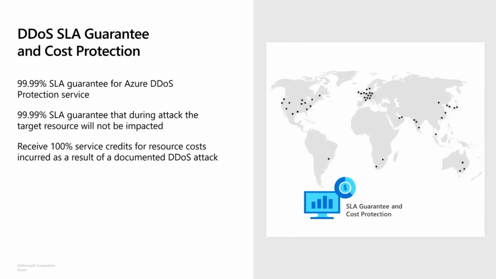within 15 minutes. So there is an SLA guarantee that we talked about. It is 99.99% for Azure DDoS protection. And if there is an attack like we talked about, there is 100% service credits for this.